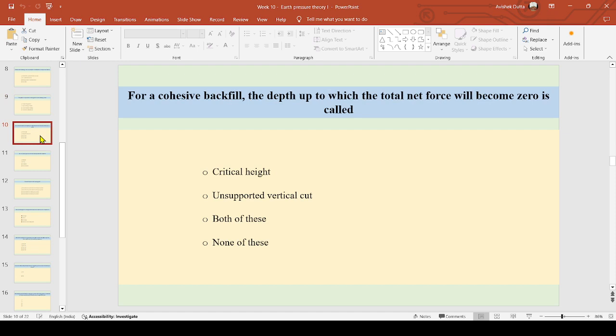For a cohesive backfill, the depth up to which the total net force will become zero is called: option 1 is critical height, option 2 is unsupported vertical cut, option 3 is both of these, option 4, none of these.